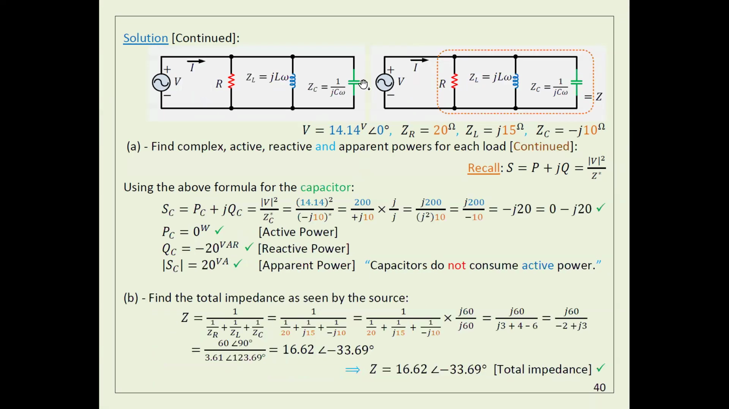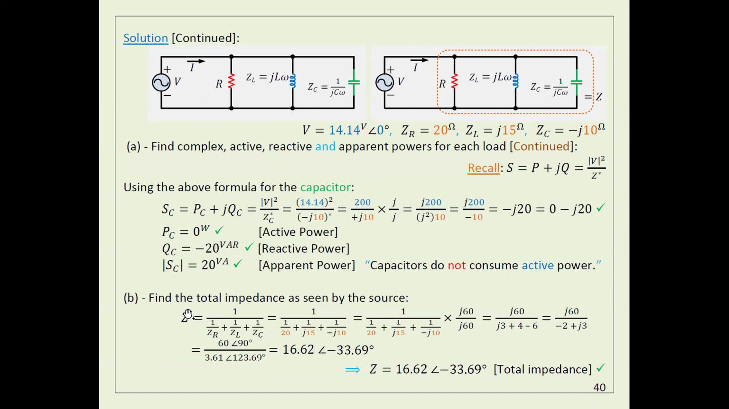Same thing when you go to the capacitor. I will repeat everything again, but this time I'm going to use the impedance of the capacitor. Okay, again, it's not a surprise that the active power is 0. This is because here we have active power of 0, and this is the reactive power we have.